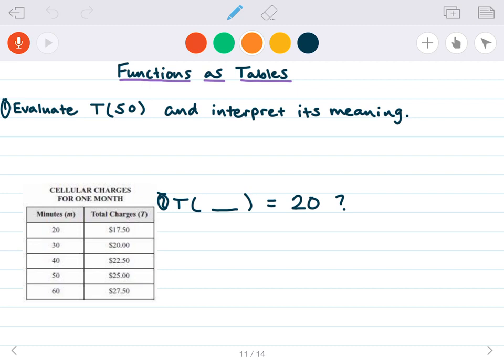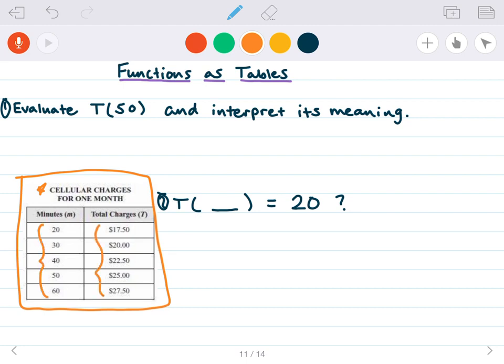Okay, so the next thing we're going to talk about is functions as tables. Let's do this example quickly. It says evaluate t of 50 and interpret its meaning from this table. This is cellular charges for 1 month, with minutes on the left and our total charge on the right. Since I'm putting 50 inside of t, this is my input, so it's minutes. t of 50 means, what is my output when my input is 50 minutes?